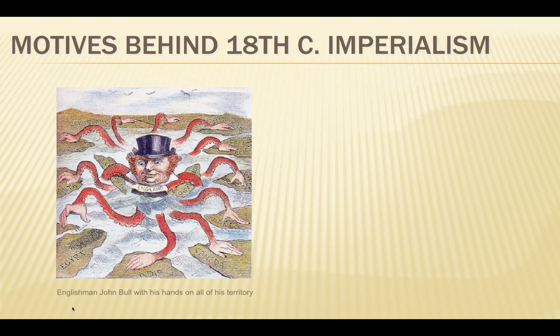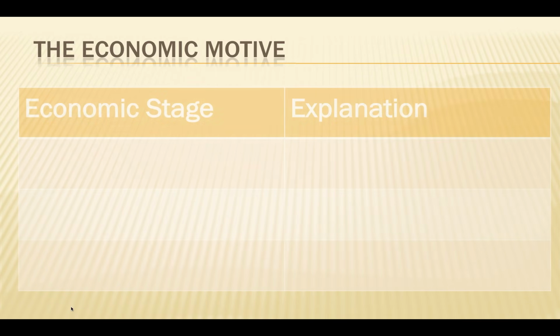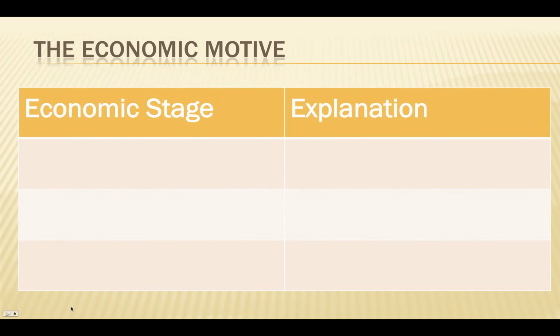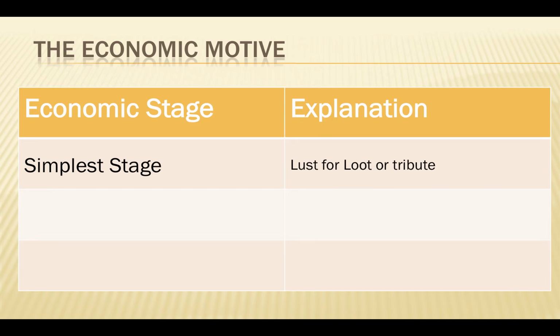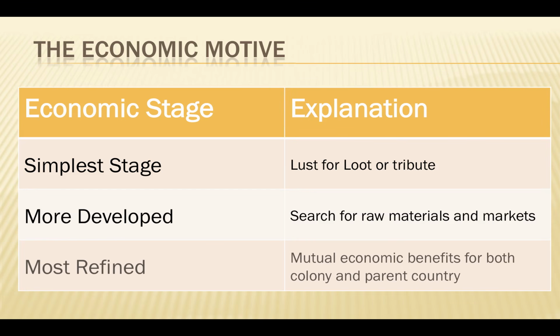Out of the three main motives, the economic was usually the most important. The economic motives can be broken down into three different stages. The simplest stage, where countries went out to look for tribute or for loot. The more developed stage, where countries searched out raw materials to turn into finished product or markets. And then the most refined stage, where there was an actual economic benefit for both the colony and the parent country.